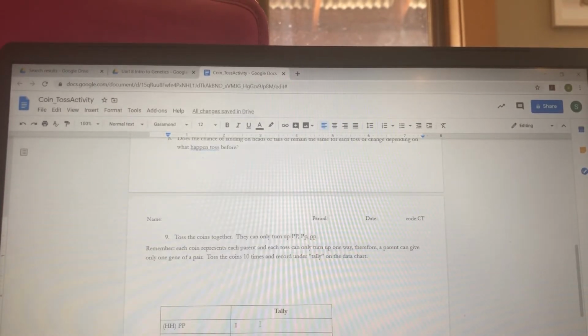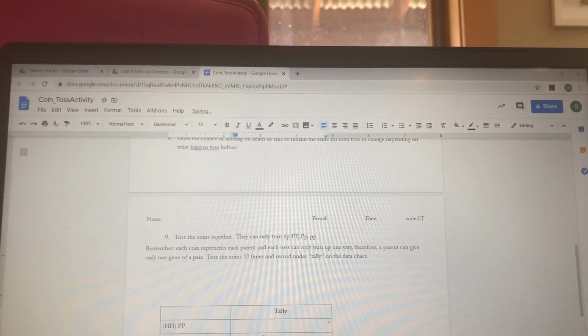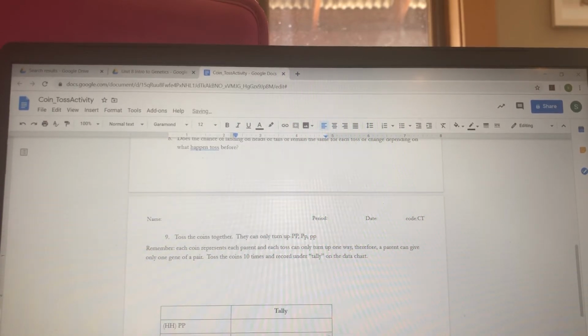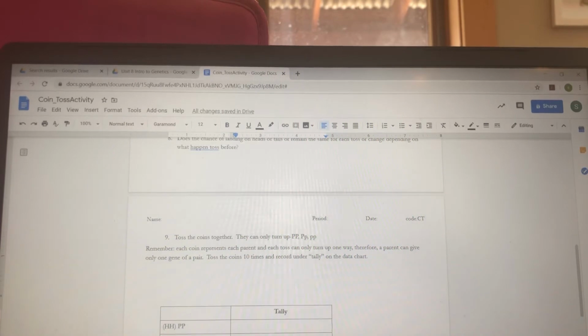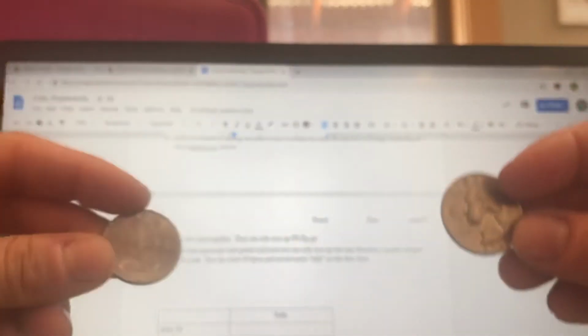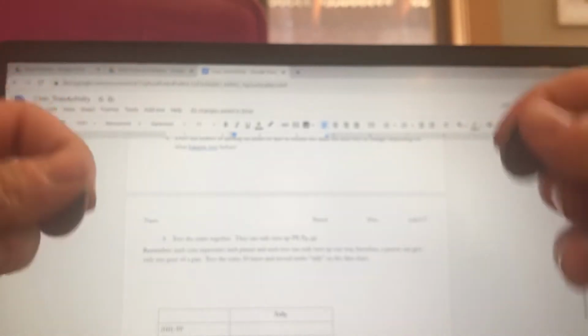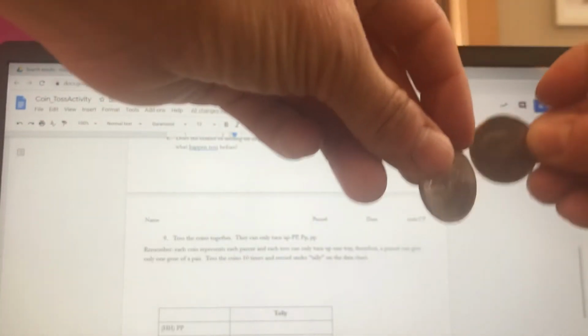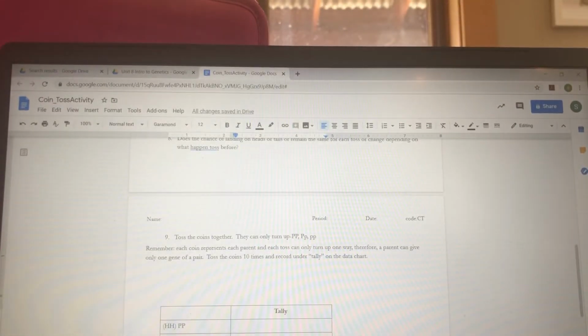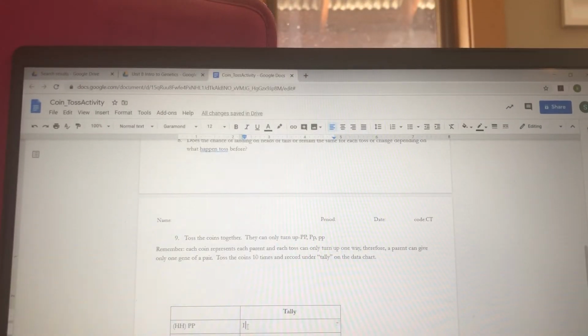Here, I've already filled this out, and this is just showing you how I want you to fill it out. This is the actual experiment part of it. You are going to take both of your coins and flip them at the same time, and you're going to do this 10 times. In this case, let's say both landed on heads. Looking at your tally, that would be the equivalent of big P, big P, so you put a mark here. Does that make sense? Then you flip them again.